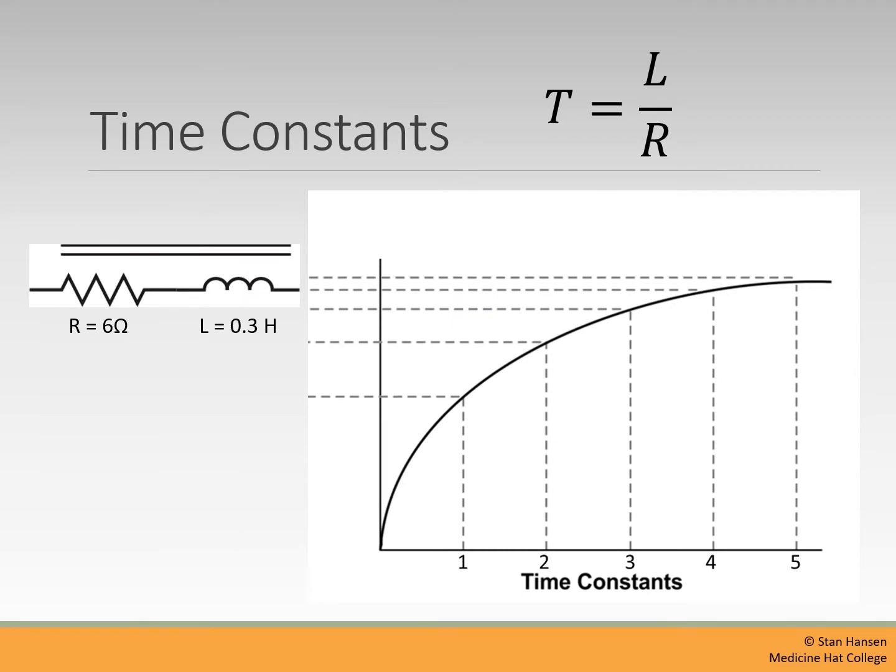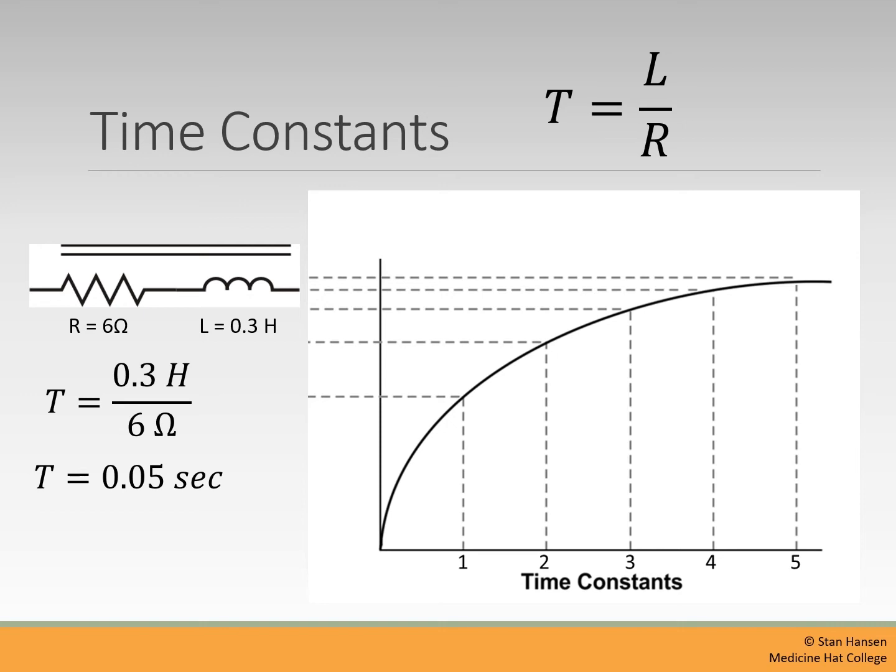Let's take this circuit for example. With this coil, I have a resistance of 6 ohms and an inductance of 0.3 henries. If we wanted to find out how long it's going to take to get from 0 amps up to maximum ampacity, we need to take the inductance and divide it by the resistance. This will give me the time period for one time constant. If I then take that value and multiply it by 5, it will give me the total time it will take to get up to full current.